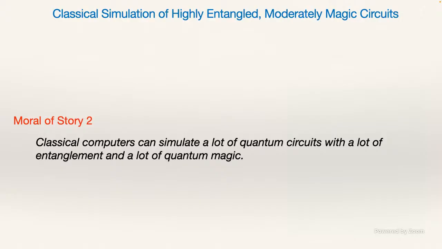Okay, let me tell you story two, which has the opposite model: even if you have a circuit that has lots of entanglement, lots of quantum magic, and I'll tell you what quantum magic is in a moment, it seems that there are many, many of those circuits that are classical computers. But before I start story two, are there any questions?